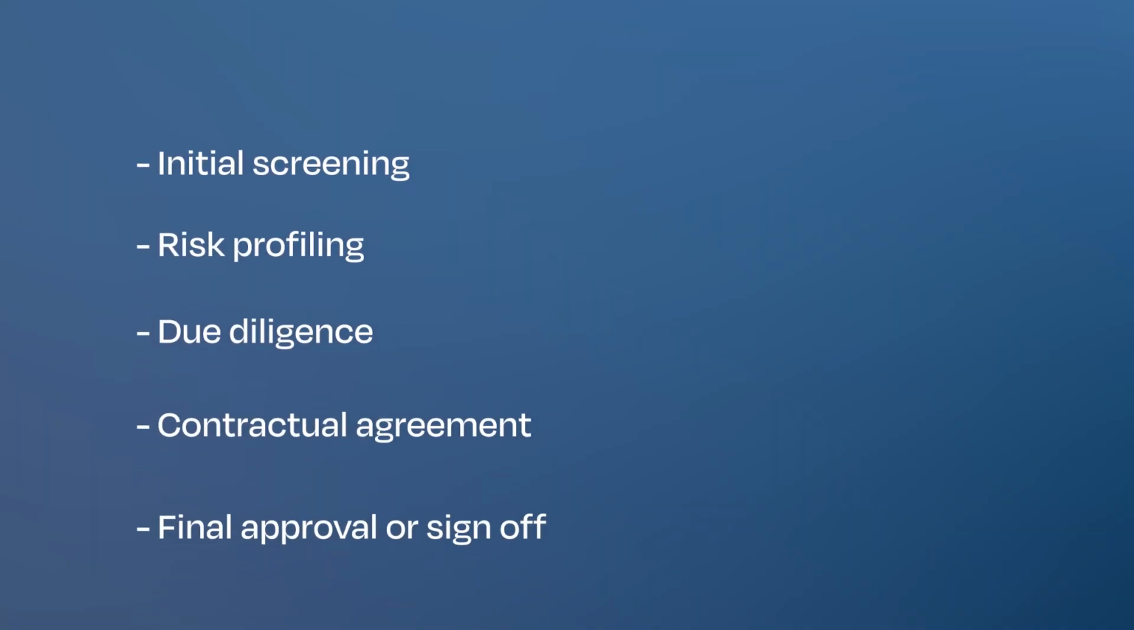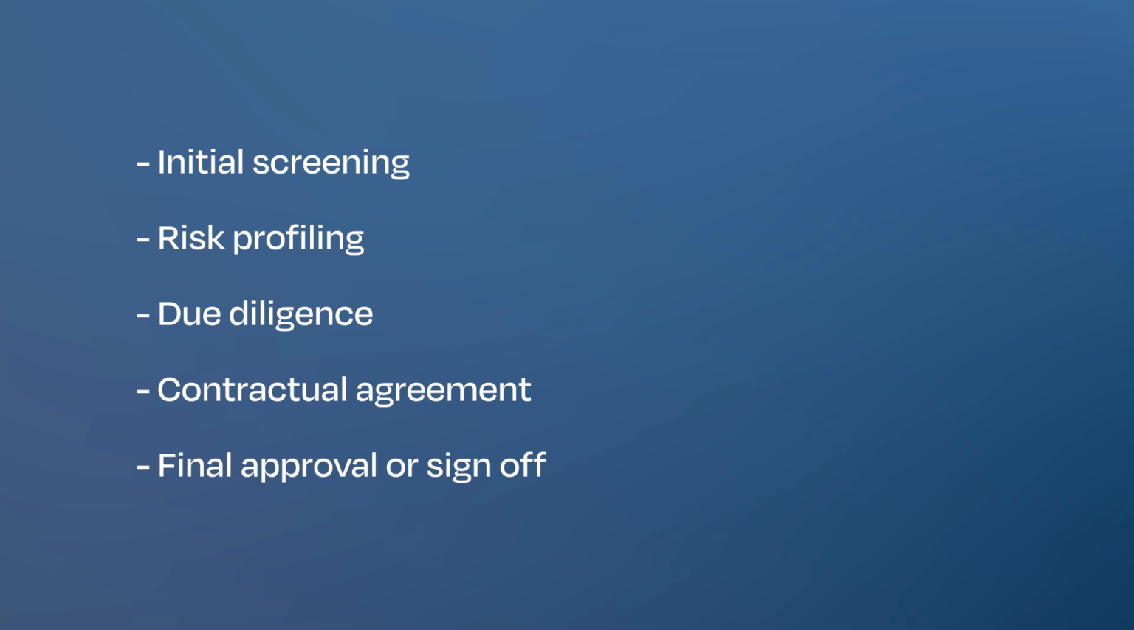Conducting an effective VSA involves several critical steps: an initial screening to evaluate vendor risk before engagement, risk profiling to categorize vendors by risk level, due diligence, which involves gathering information through security questionnaires and interviews, contractual agreement reviews to ensure security and compliance obligations are documented, and final approval or sign-off on the completeness and accuracy of the assessment by key stakeholders like the security team and procurement.